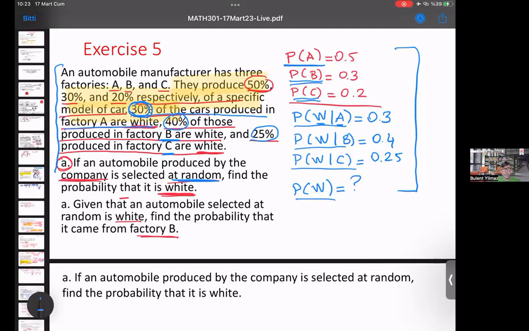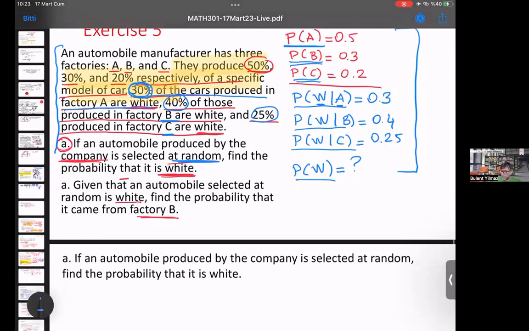So what was the thing that I talked about in the beginning of the class? Law of total probability. Okay?